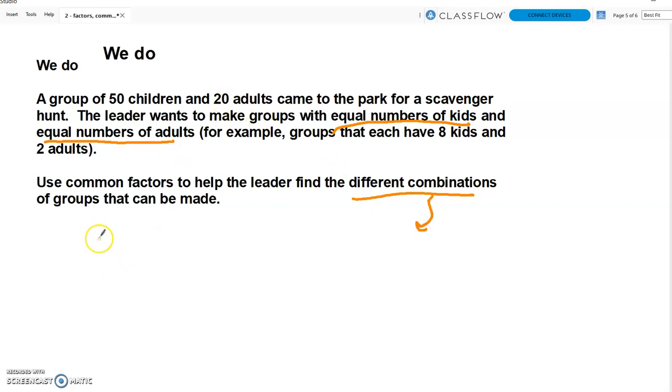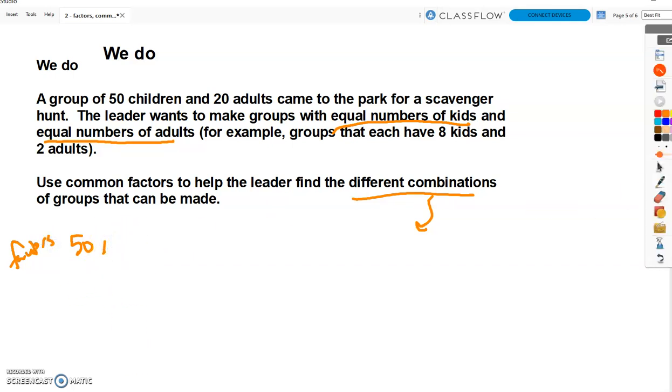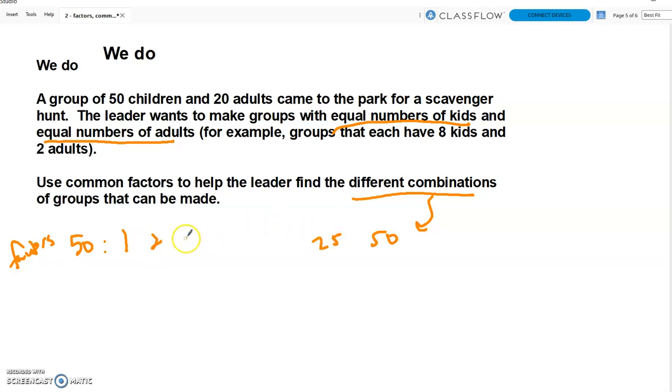So let's start with factors, right? The factors of 50 are, I'm going to do these fast. I need you to know how to do this, but I'm going to do these fast because I'm short on time. So the factors of 50 are 1 times 50, 2 times 25, 5 times 10, 6, 7, 8, 9, 10, and 10's already on my list.